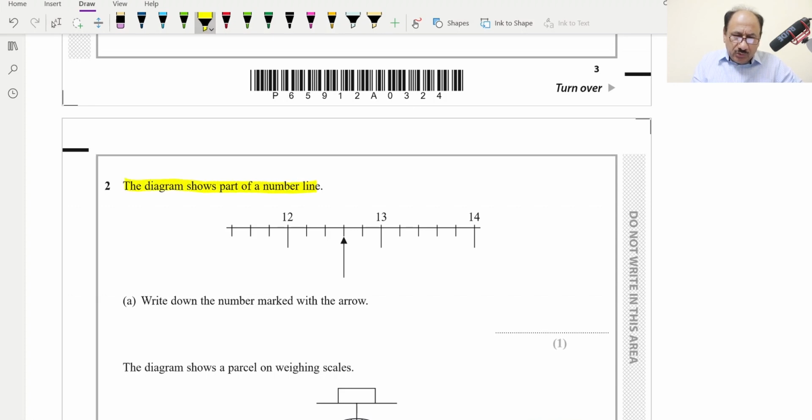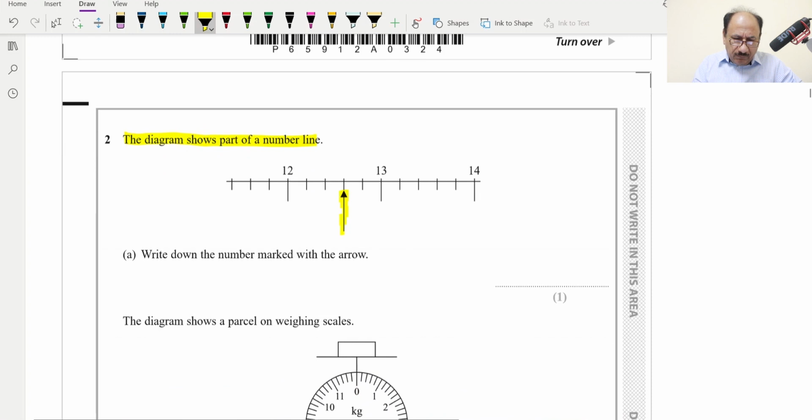Question number 2's diagram is provided. The diagram shows part of a number line, and an arrow is shown over here. Write down the number marked with the arrow. We can see that 12 to 13 is divided into 5 portions. Each portion is 0.2, so 12.6 will be this position. So the arrow's position is 12.6, which we have written.